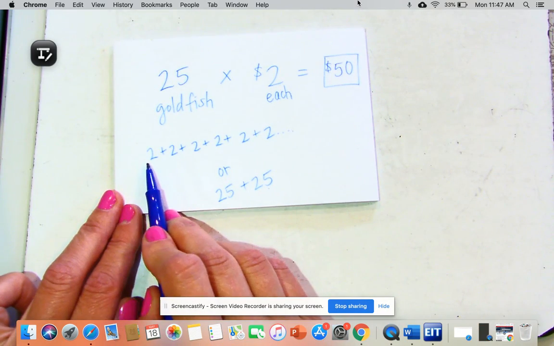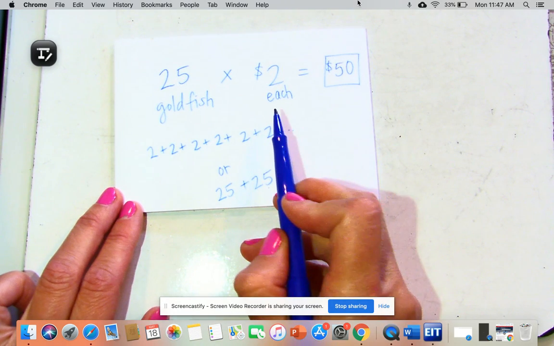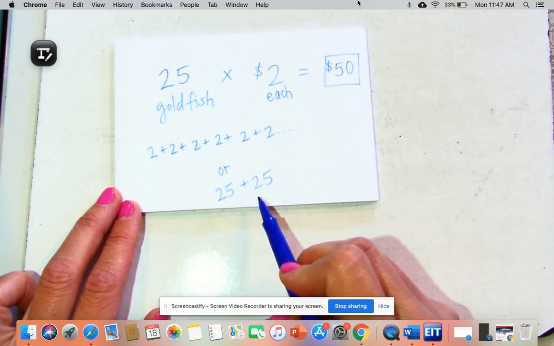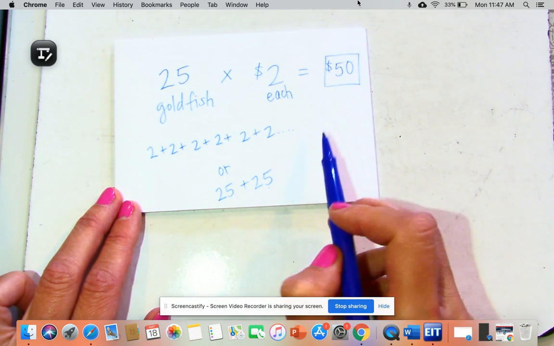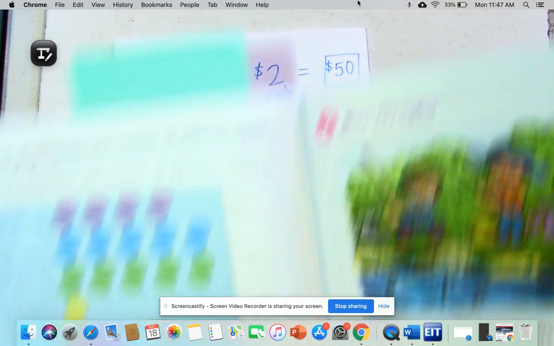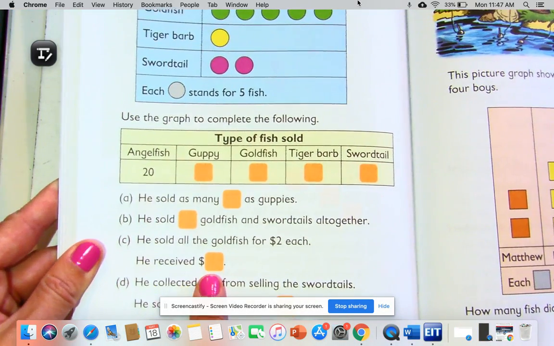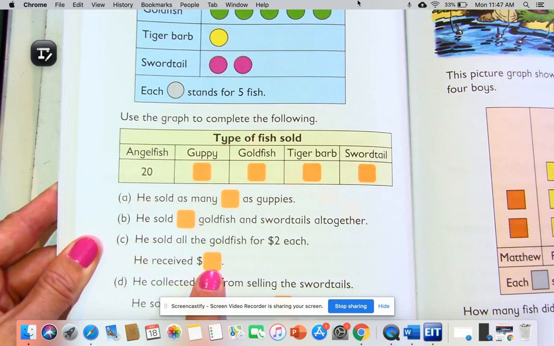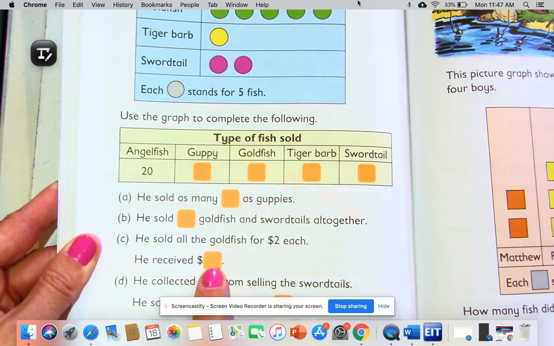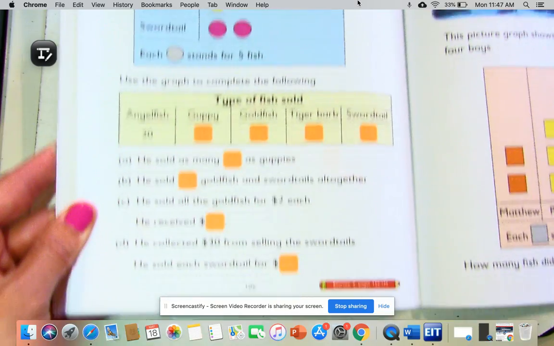Okay, so you could skip count 2, 25 times, but it would be a little bit quicker to say, well, I know 25 plus 25 is 50. So if each of the goldfish are $2 and he sold 25 of them, he received $50. Ooh, 50 bucks. All right.